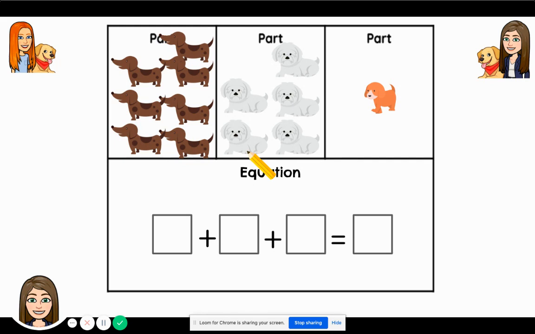If you said we need to add our third part, you are correct. There is 1 dog in the last part. Let's add it on to 12. So 12, 13. There are 13 dogs at the dog park. Now, let's write an equation to match the word problem. Turn and tell someone at home what you would write.